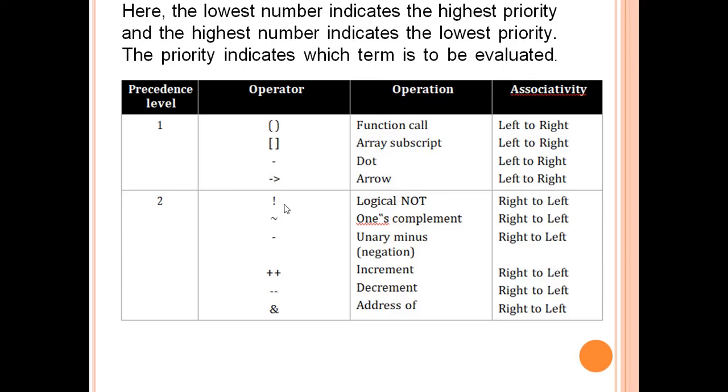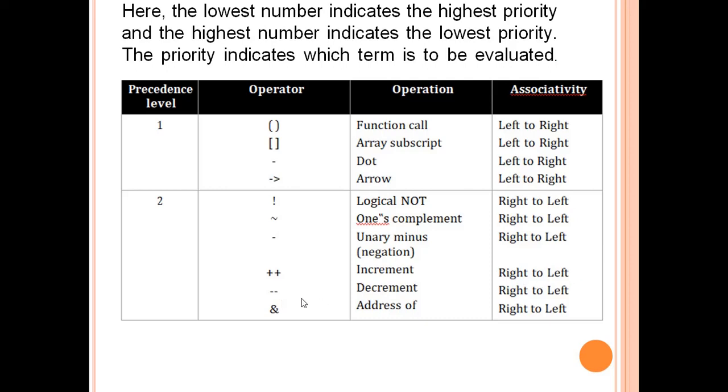When it comes to the logical not operator, it has associativity right to left. You have to evaluate this operator from right to left. Next is the complement, that is one's complement, which has associativity right to left. This is the unary minus operator, or negation operator, which also has associativity right to left. This is the increment operator, plus plus, which also has associativity right to left.